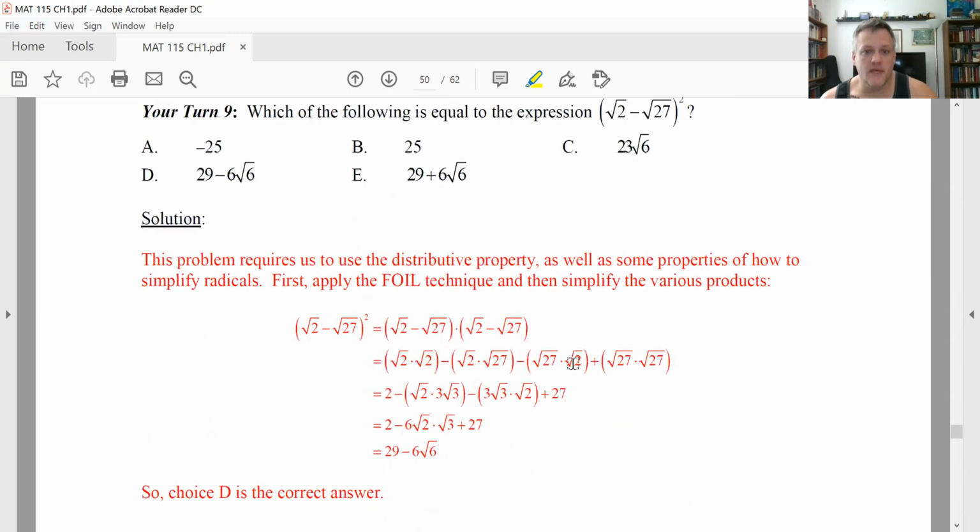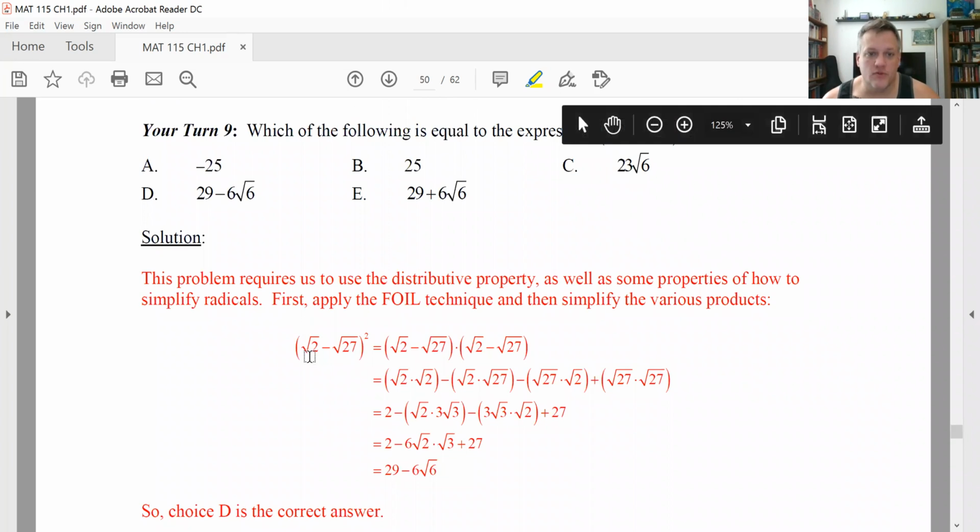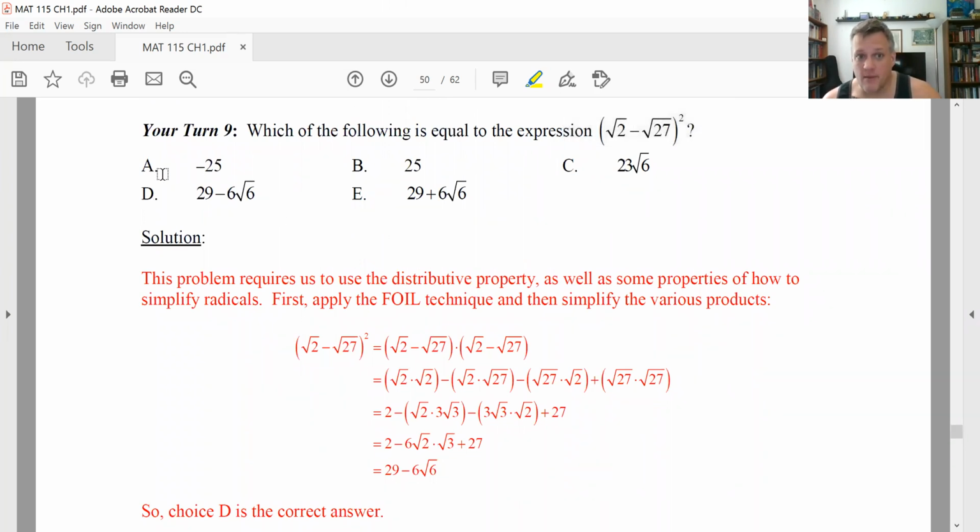All right, so be careful. Again, this is what I keep saying. Do not square the radical 2 and square the radical 27 and subtract. Doing so would give you A, but that's not the correct answer. You need to FOIL this: first, outer, inner, last. Right? And so if you do that and you keep careful of the bookkeeping, you'll eventually get D as your answer. But take a look at that just to make sure that you got each of those steps correct.